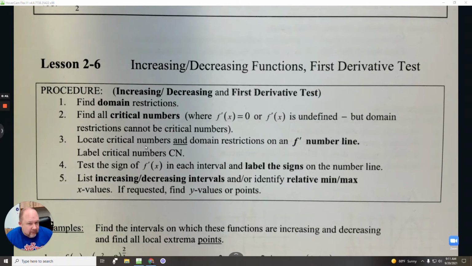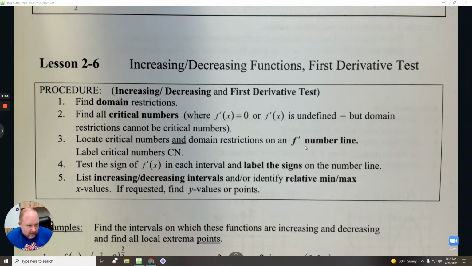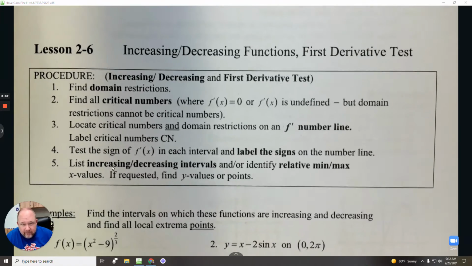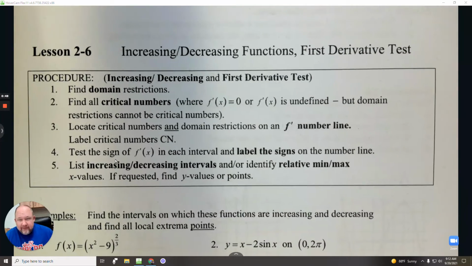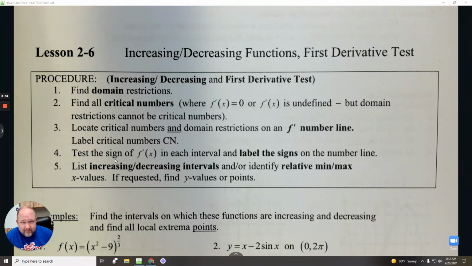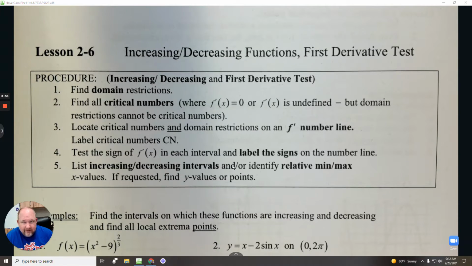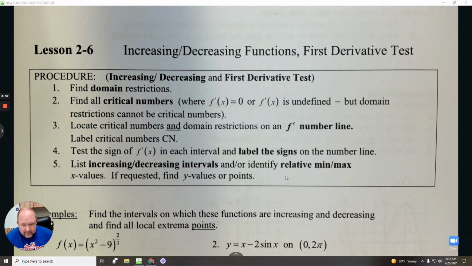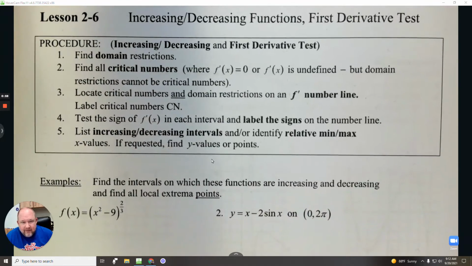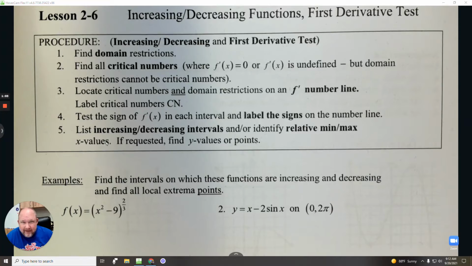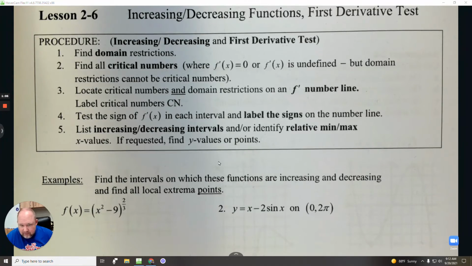We're going to locate critical numbers and domain restrictions on a number line. We're going to test to see if the derivative is positive, that means it's increasing, or if the derivative is negative, that means it's decreasing. And then we're going to list the intervals and then write down the maximums and minimums. That's the x values. If asked, you will find the y values or points as well.